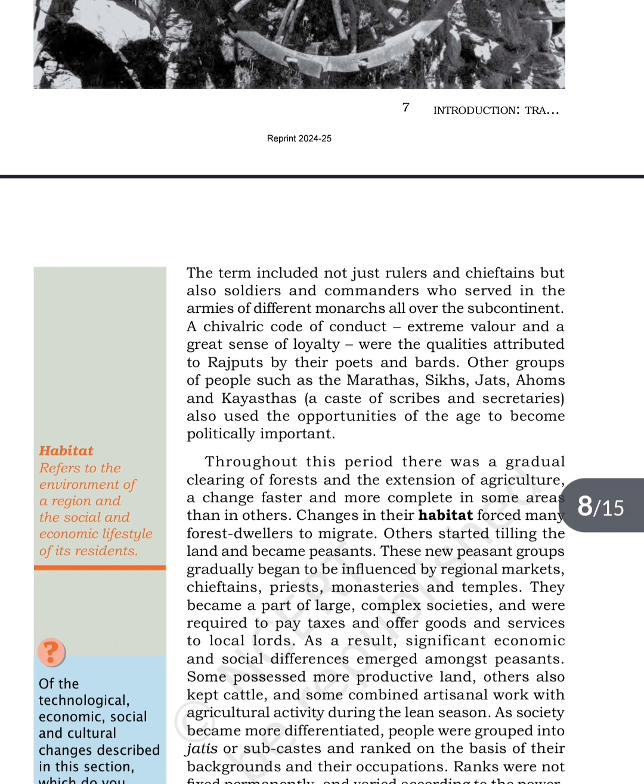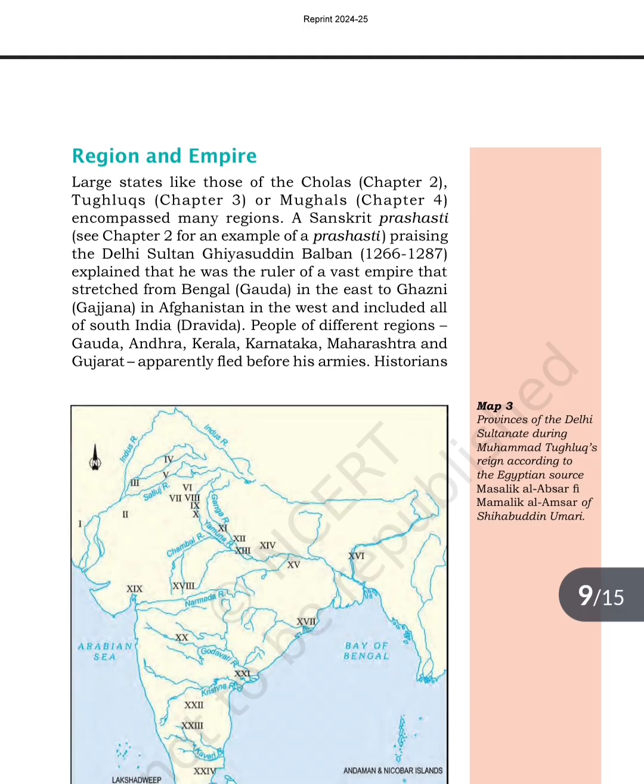Jatis framed their own rules and regulations to manage the conduct of their members. These regulations were enforced by an assembly of elders, described in some areas as Jati Panchayat. But jatis were also required to follow the rules of their villages. Several villages were governed by a chieftain. Together, they were only one small unit of a state. Region and empire. Large states like those of the Cholas, Tughlaqs, or Mughals encompassed many regions.